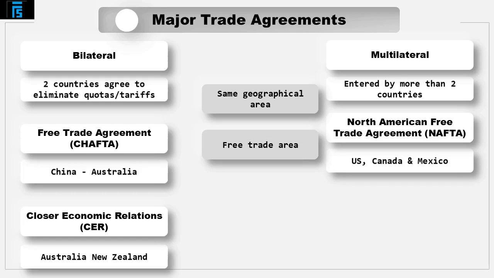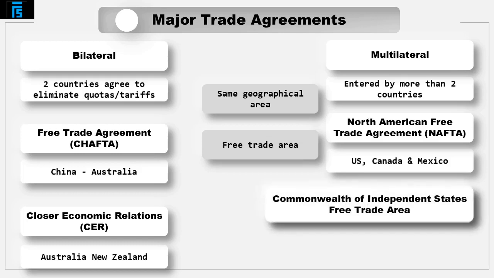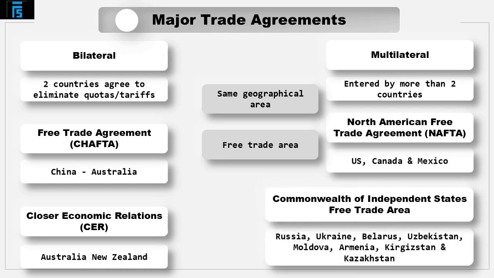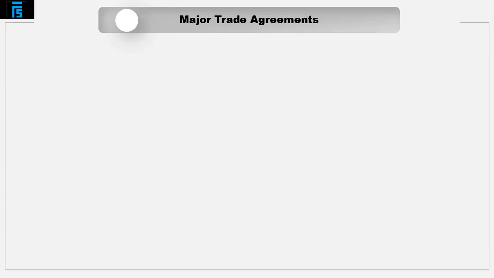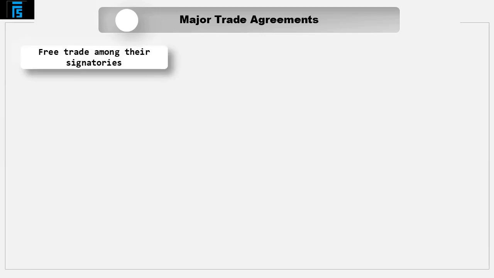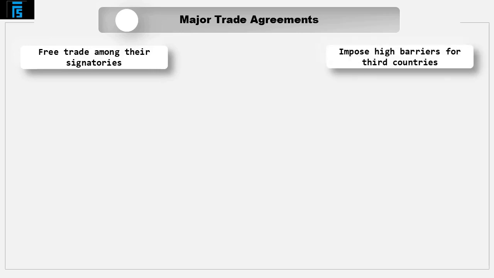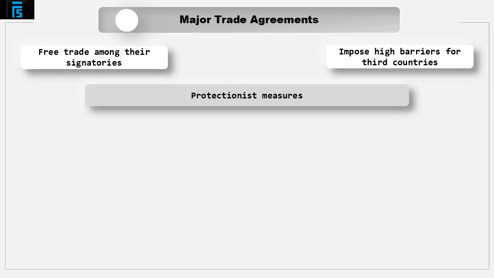An example of such an area is the Commonwealth of Independent States Free Trade Area, signed by Russia, Ukraine, Belarus, Uzbekistan, Moldova, Armenia, Kyrgyzstan and Kazakhstan. As we indicated in the previous video, trade agreements on the one hand enable free trade among their signatories and on the other typically impose high barriers to trade with third countries. Accordingly, trade agreements also act as protectionist measures against excessive imports from countries which didn't sign the agreement.